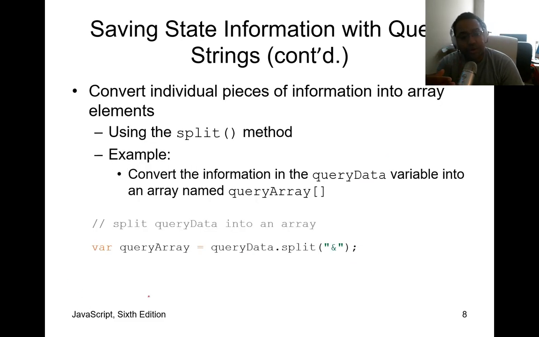So then after that, you will convert the individual pieces of the information into an array element. Now, you will do the same thing for cookies and web storage as well, because when you pull the information, it'll be in a string. So you'll use a split method to split your data.